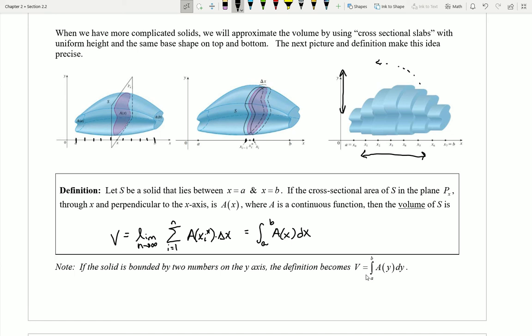So in the next video, we'll take a look at some examples of how we can start to put this to use when we can see that in certain cases we end up with some very easy cross-sections and some very easy formulas that we can come up with for the area of those pink slices.